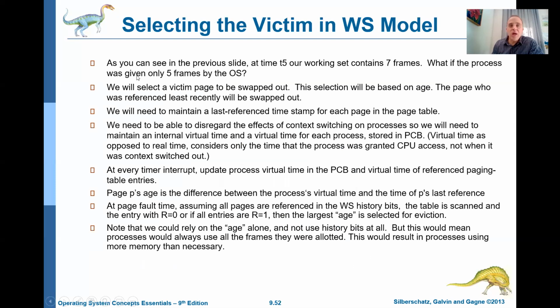Okay. What if the process was only given 5 frames by the operating system? In other words, I just determined that I've got to keep in memory all 7 pages, but I only have 5, let's say. What will I do? We will need to select a victim page to be swapped out. But who should I get rid of?